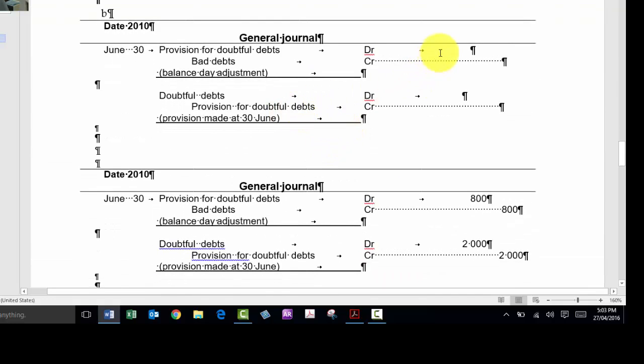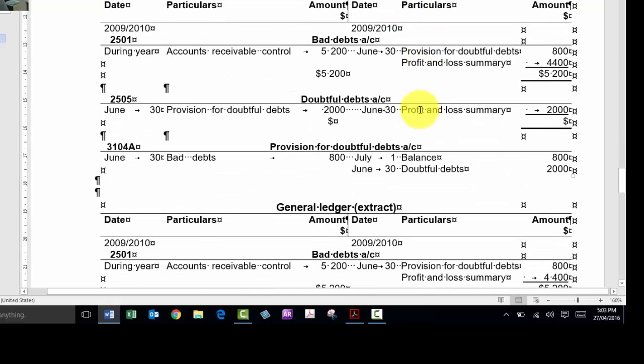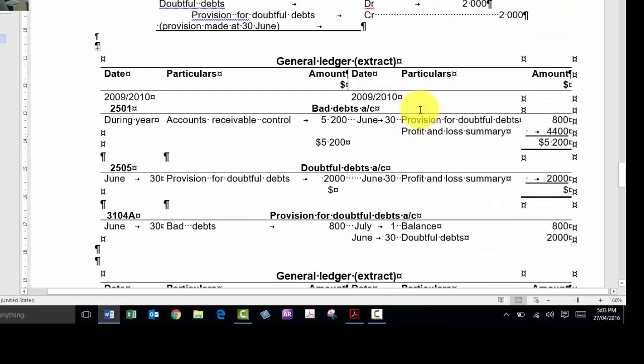The previous provision was $800, so we have to get rid of that and credit $800 to the bad debts account. And the new provision is $2,000, so we debit doubtful debts and we credit provision for doubtful debts. Okay, that's all we do. Let's have a look at how that plays out in the general ledger.